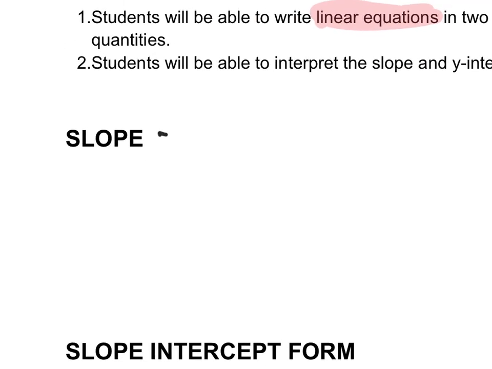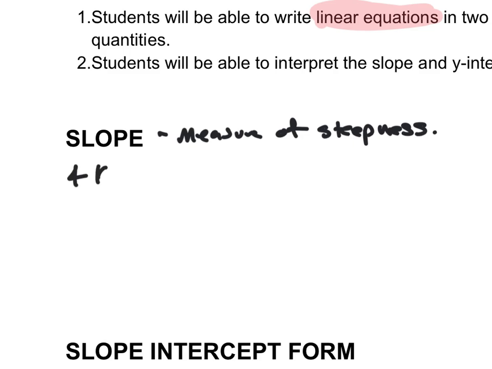Slope is a measure of steepness, okay? And you have four kinds of slope. You have a positive slope, you have a negative slope, you have a zero slope, and you have an undefined slope. All right, and so if the line is going in this direction, up and to the right, it's a positive slope. Negative slope is down to the right. Horizontal line has zero slope, and then a vertical line has undefined slope.